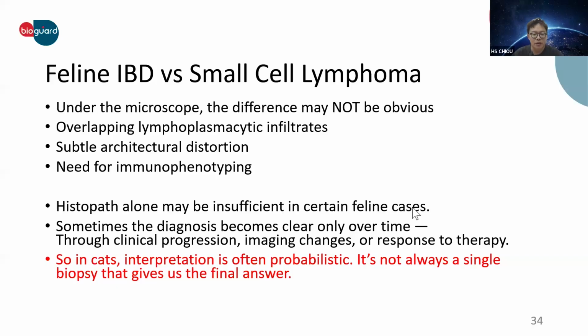And that's the key point. Histopath alone may be insufficient in certain feline cases. Sometimes the diagnosis becomes clear only over time, through clinical progression, imaging changes, or response to therapy. So in cats, interpretation is often probabilistic. It's not always a single biopsy that gives us the final answer.